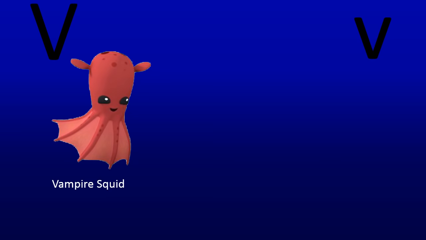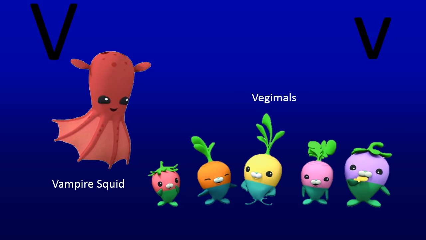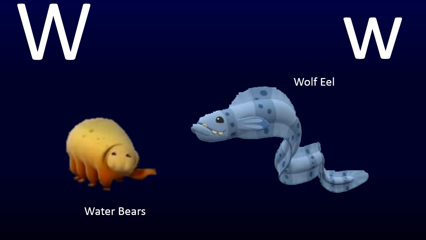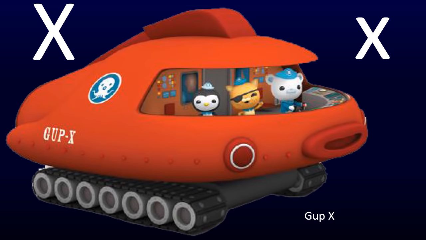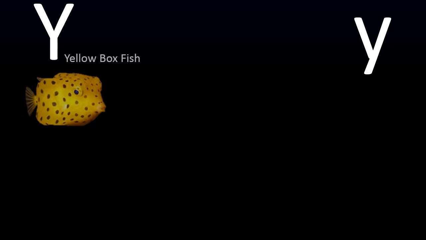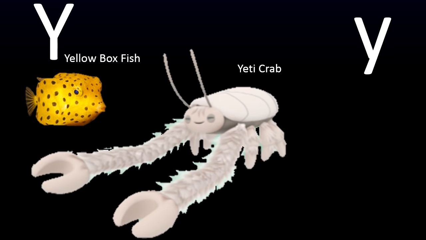For V, we saw the vampire squid vanishing, and we saw the Vegemals. At the letter W, we saw those tiny water bears, and we saw the wolf eel swimming around. For the letter X, we saw the gup X. Getting deeper at Y, and almost at the last letter, we saw the yellow boxfish, the yeti crab, and the yellow-tailed damselfish.